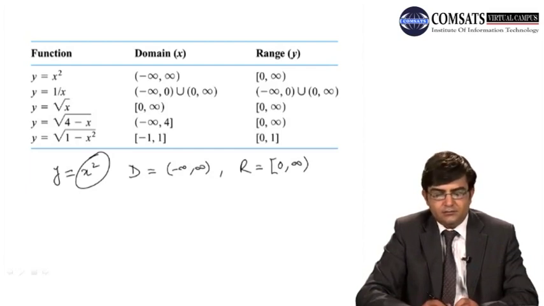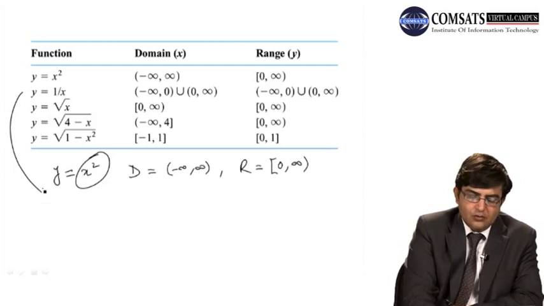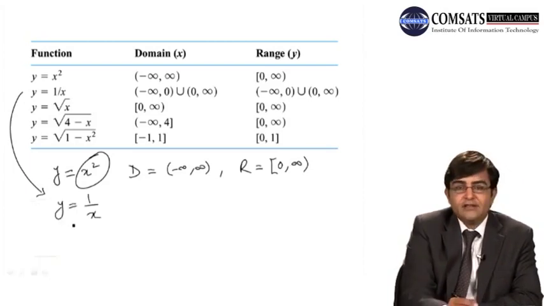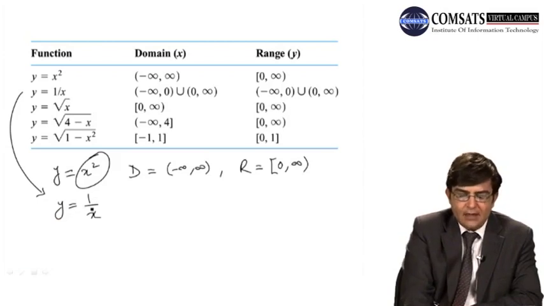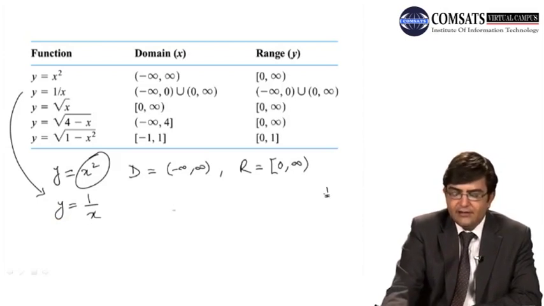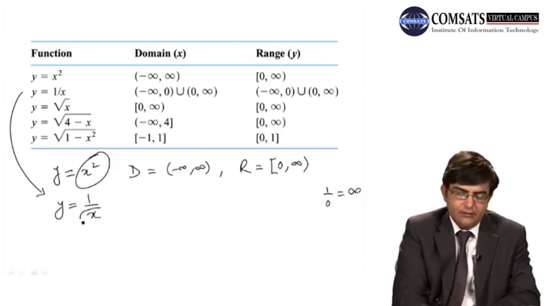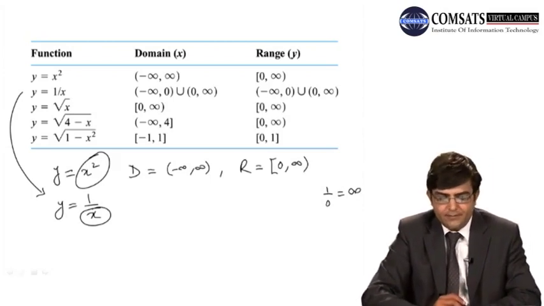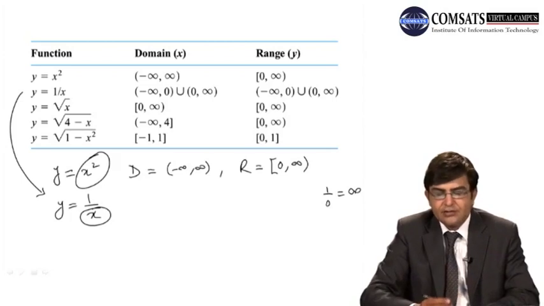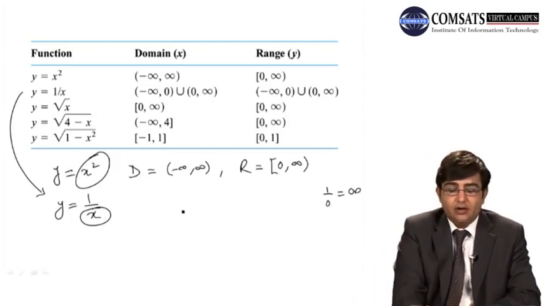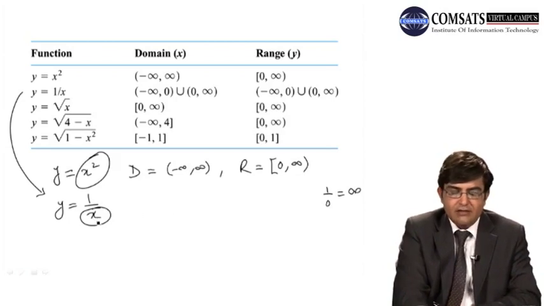There are some things which we must be careful about. For example, in the second function y is equal to 1 over x, here x cannot be 0, because you know that 1 over 0 is infinity. So we cannot take the value of x equal to 0 in the denominator. Any other value of x can be chosen here and it will give us the value of y, but we cannot choose x as 0.